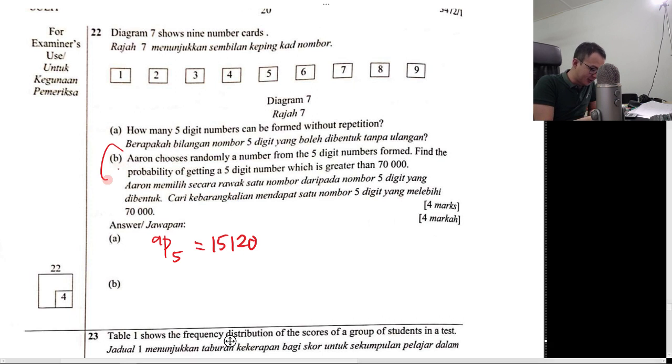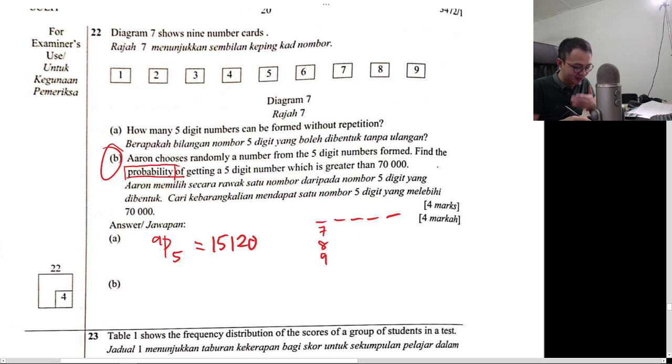Okay, this question is a bit tricky. The tricky part is not about what they want to find, it's about probability. Because they are not asking for the number of ways you can get a number bigger than 70,000, they ask you to find the probability. So what you need to do is find the number of events you want divided by the sample space, right? So I still find how many 5-digit numbers are greater than 70,000. The first digit must be 7, 8, or 9, right? Because it must be bigger than 70,000.